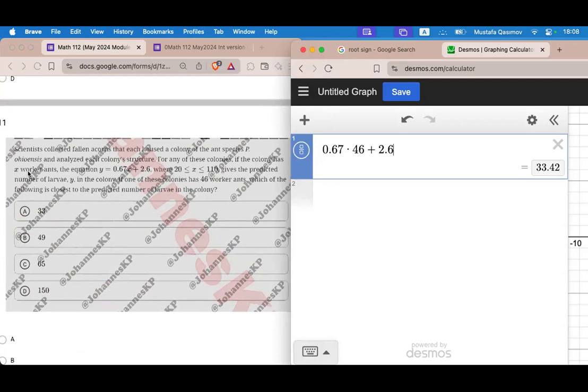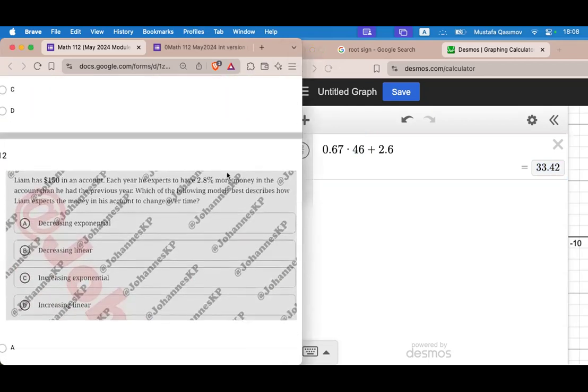You can see x is worker ant, right? X is number of worker ants, and y is number of larvae. Then it says that we have 46 worker ants. It means that x is equal to 46 and y is equal to 33.42.